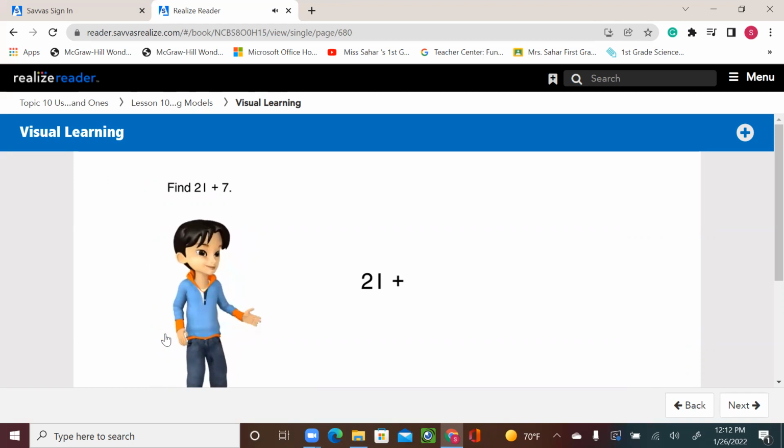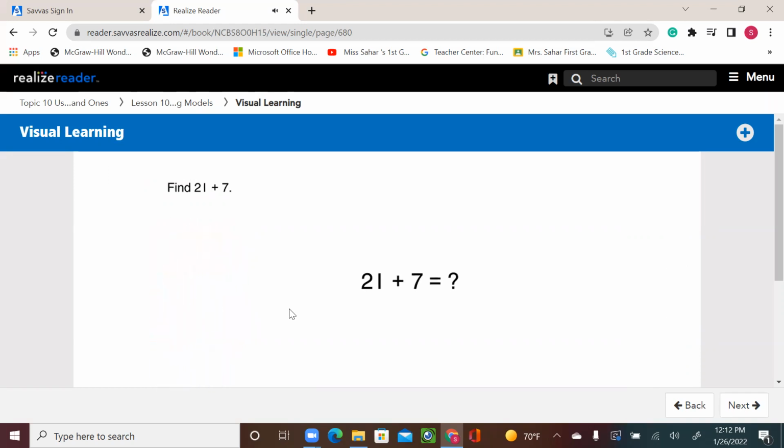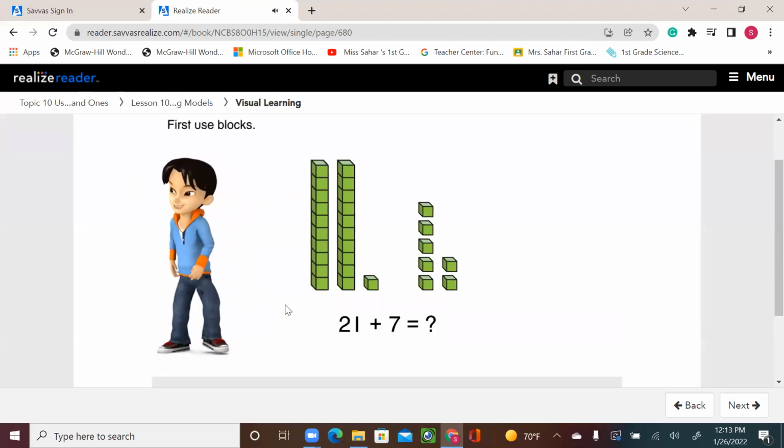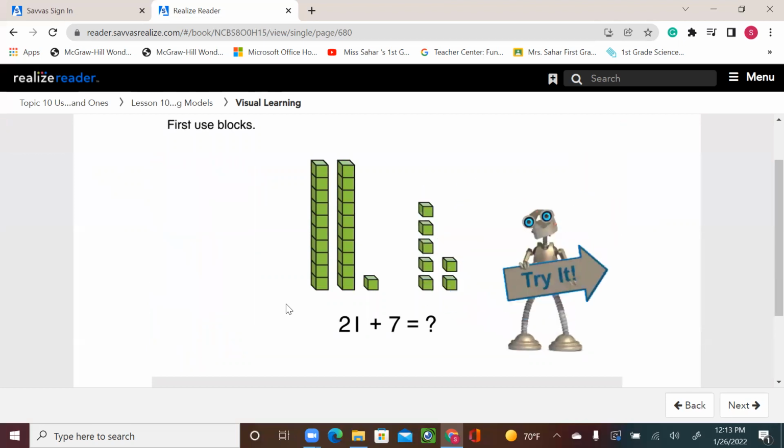Find 21 plus 7. First, use blocks. As you see, we have 2 tens, that's 20, and 1 one. So that's 21. 2 tens and 1 one, plus 7. What I'm doing is adding the ones together. So 7 and 1 is 8, and my tens remain the same. So it's going to be 28. So what did I do? I sorted and grouped the ones together.